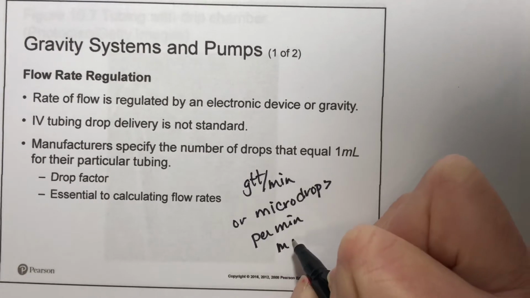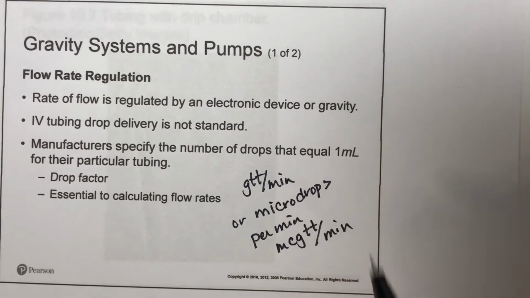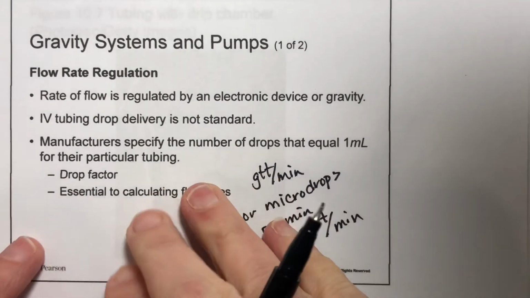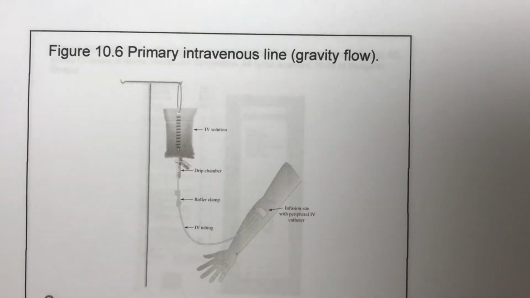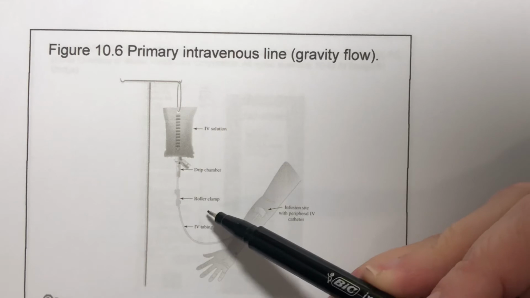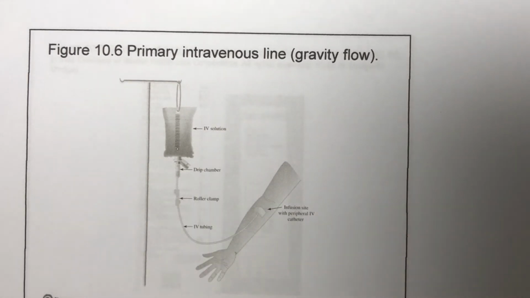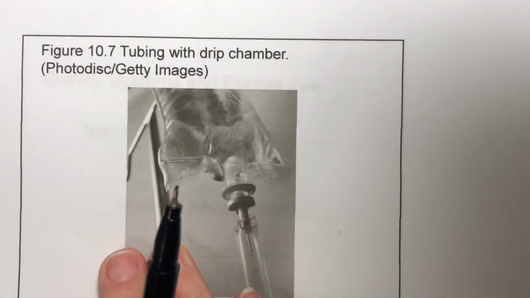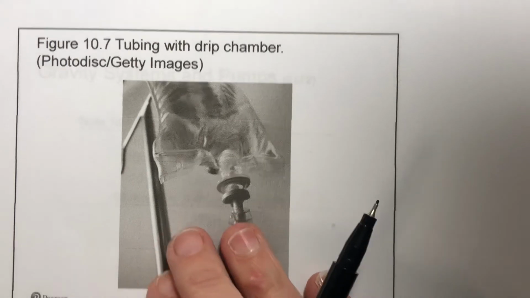Which is abbreviated MCGTT per minute. Here is an image of an IV line with gravity flow. You have the IV solution here. This part is the drip chamber. This is a roller clamp, the tubing, and the infusion site. This is a close-up of the drip chamber, so you can see how quickly it's dripping through here.